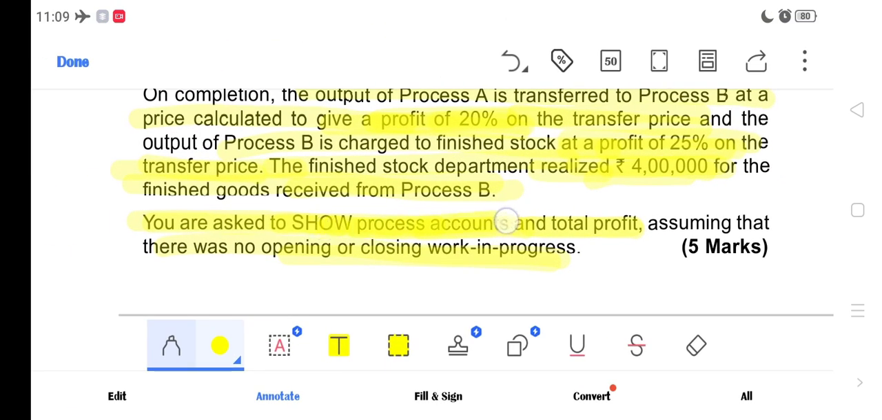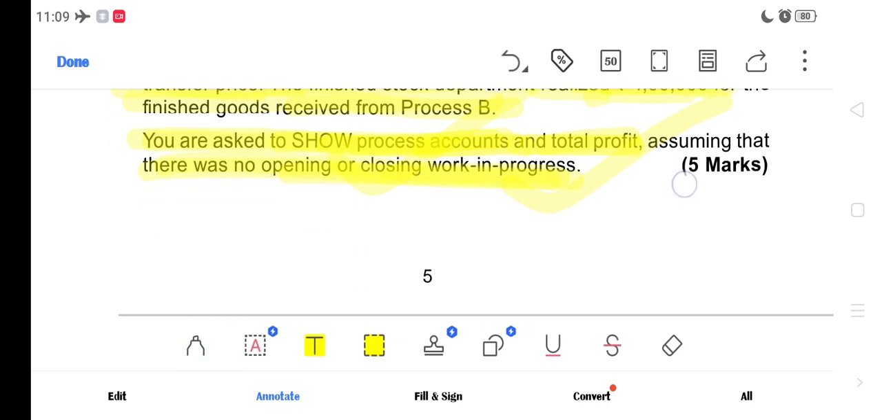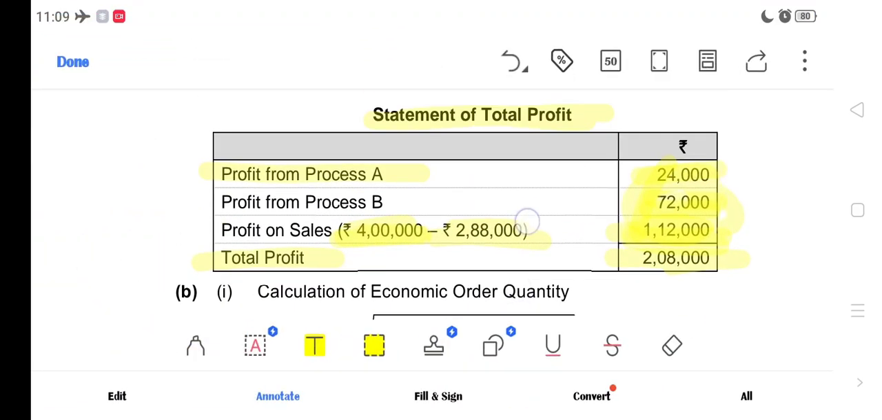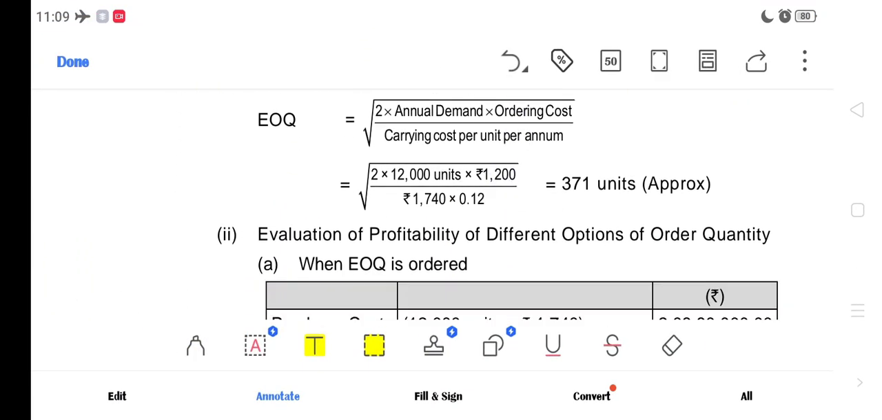So process accounts, which means process A account and process B account got over, and total profit got over, assuming that there was no opening and closing. Yes, there was no opening and closing. Done. No, 5 marks. Okay, so that's all about part A of first question, right?